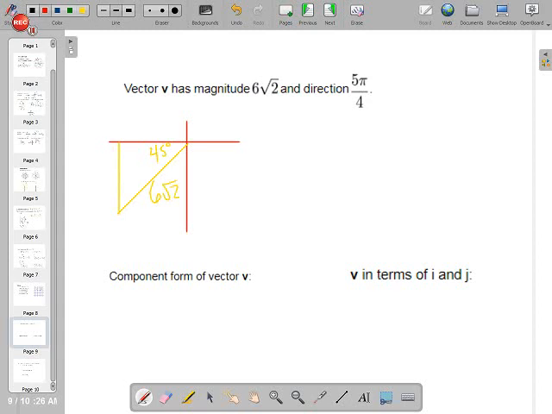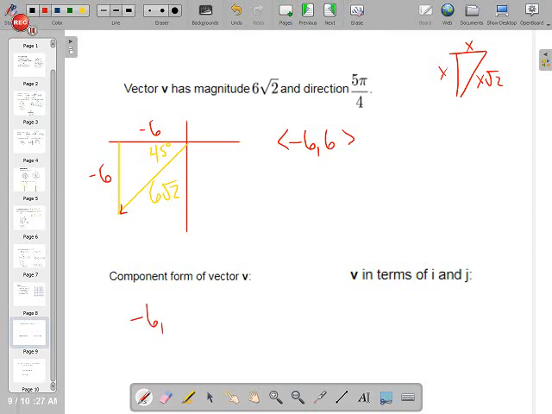You might remember that if you have a 45, 45, 90, it's x, x, x radical 2. So if this has 6 radical 2, that means that this has to be 6, and that has to be 6. But since you're in the third quadrant, remember, they're both negative. So how would we describe the vector? Well, we need to start from here, and we need to go left 6 and down 6. So we would say negative 6, 6, and we put that in component form.